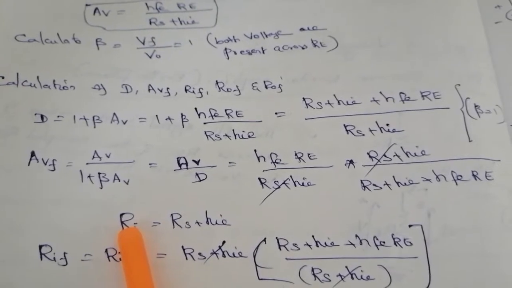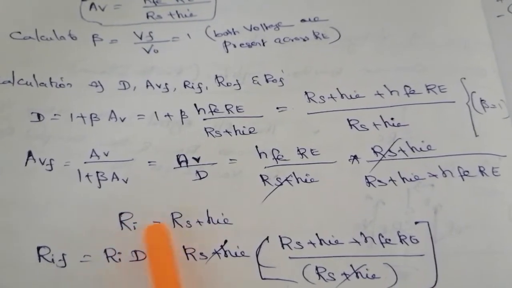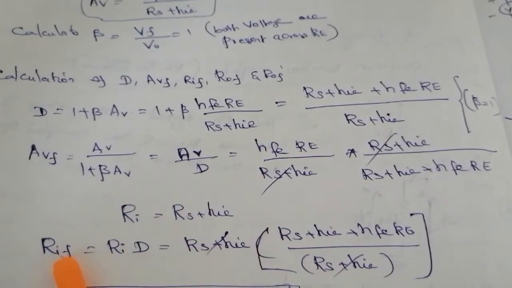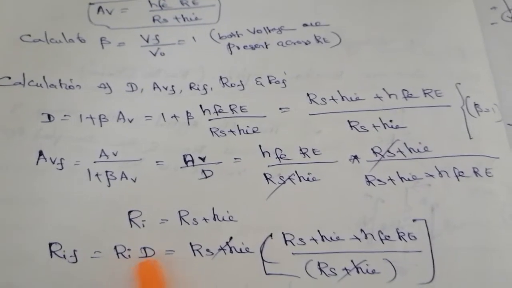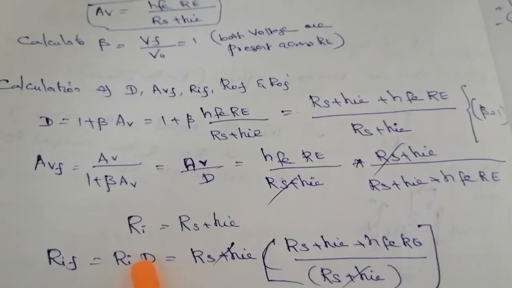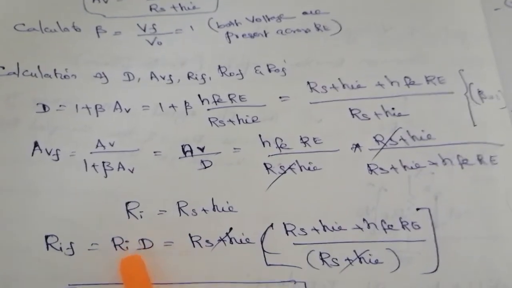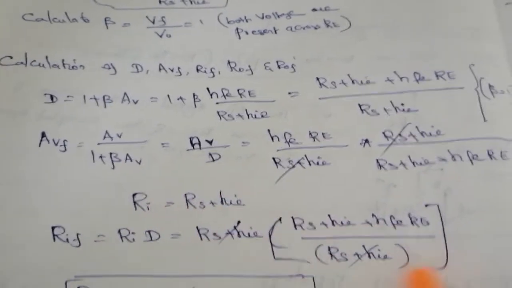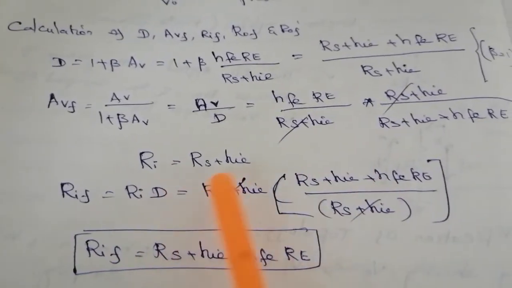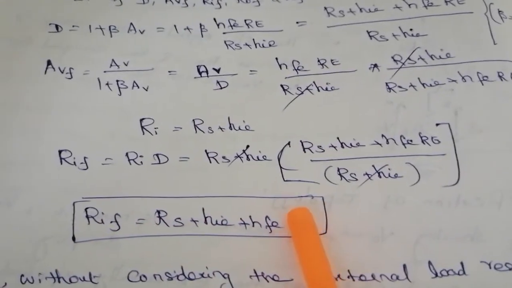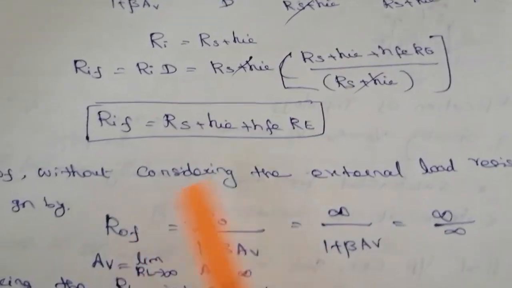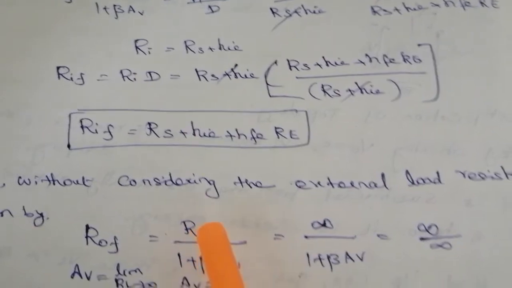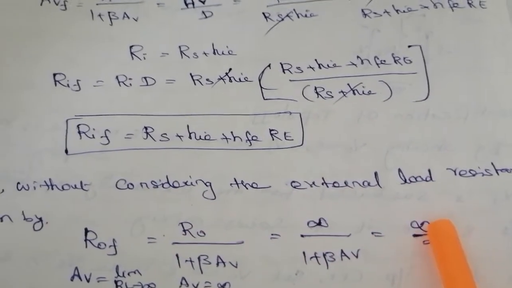Then input resistance RI: from that circuit we can find RI equal to Rs plus hIE because these two resistances are available in the H parameter model. So the RIF formula is RI into D. Here D is a multiplication term, so input impedance is increased. This is a very simple substitution only. There is no difficulty in finding these terms. Just directly substitute the particular values, we get RIF. Likewise, the R naught F formula is R naught by D. Without considering the external load resistance, R naught becomes infinite. So the answer is infinite.